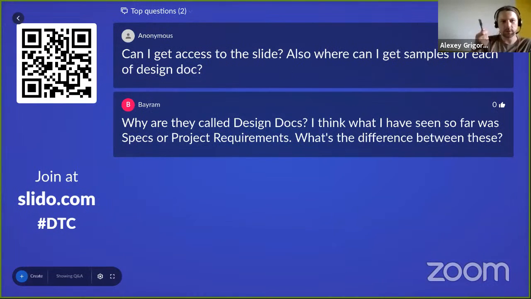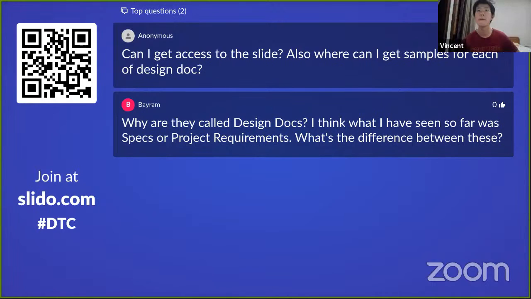So for the slides, I think you will send the slides after the talk, right? And I already sent a link to the article about the design docs, and I think the samples are in the Medium article. So people can just go to the article and find the samples there. Am I correct? Yep. Thank you for that, Alexei.